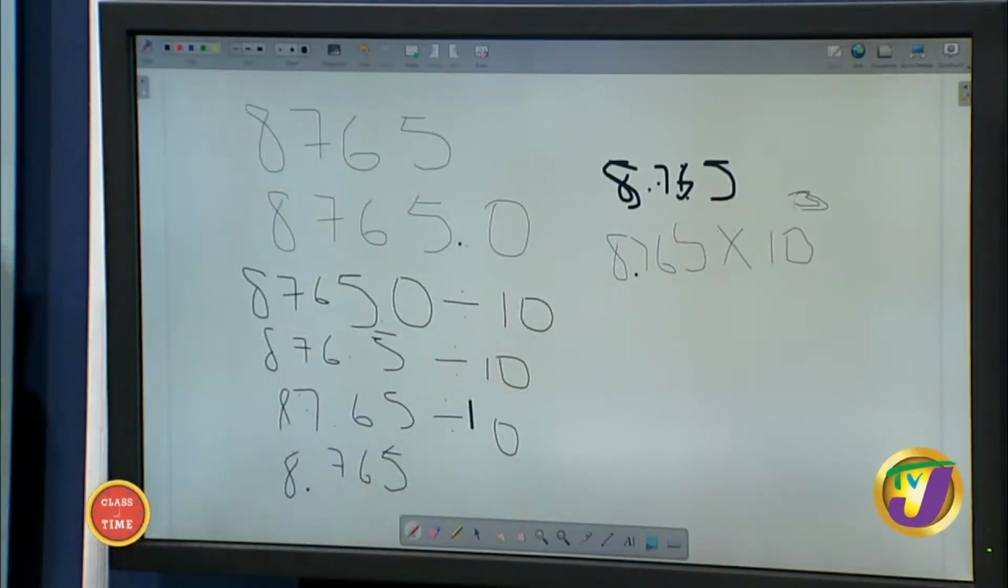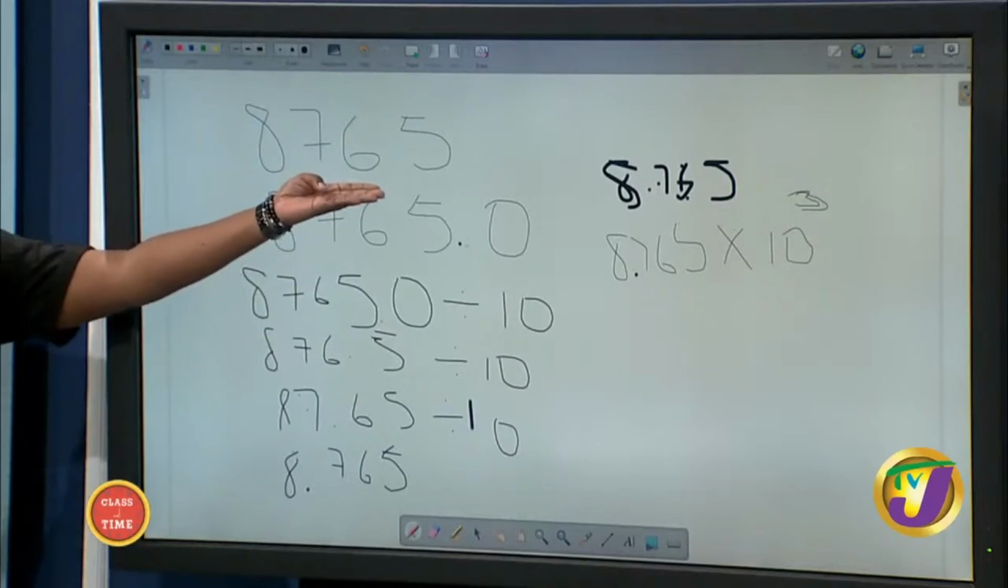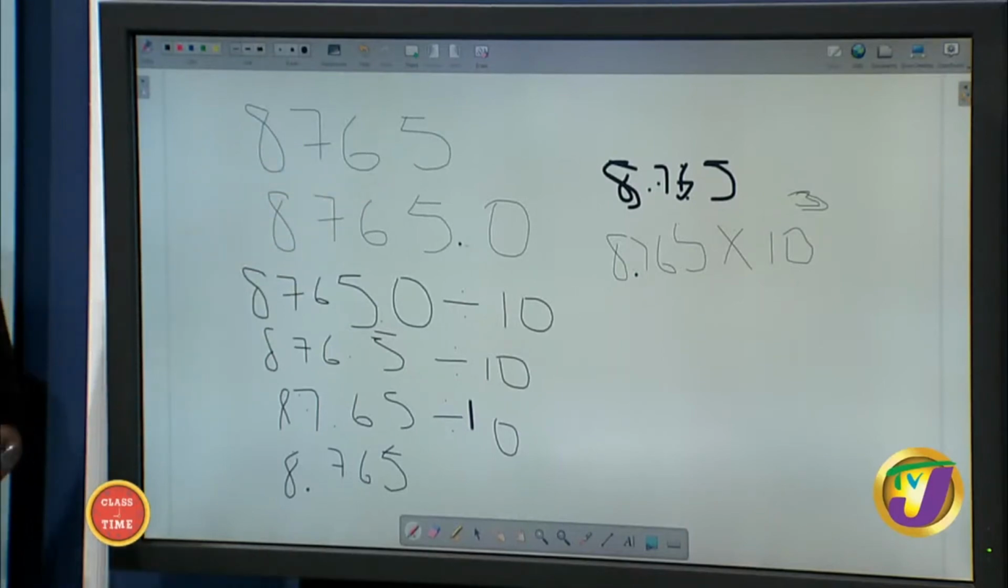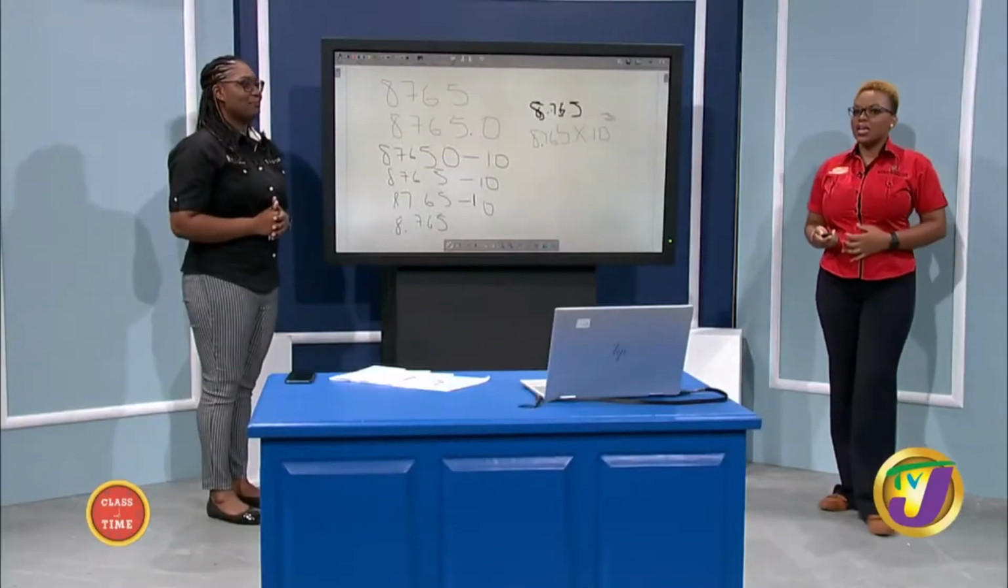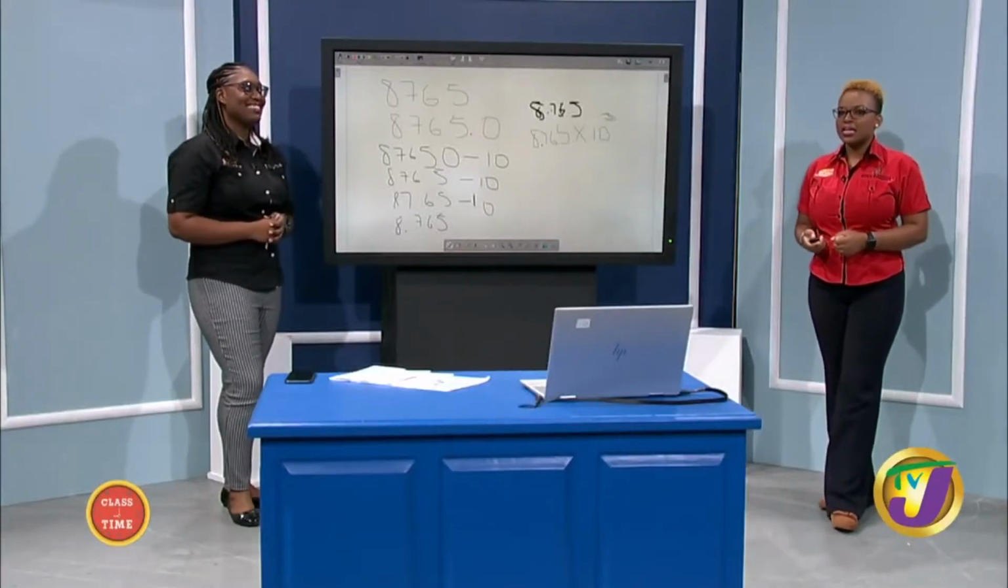Because if I multiply 8.765 by 10 to the third power, which is the same as saying 1,000, it's actually going to equate back to 8,765. So we're just doing the reverse, the inverse of multiplication, which is inverse of division, which is multiplication, to get back our original value. Yes. Okay, so indeed, that's what we had here.